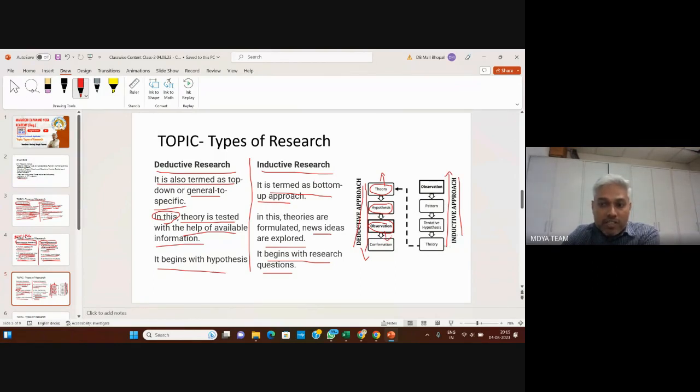And in inductive research, first we observe the things or the problem or the situation or condition, then we form a pattern, right? Most research is inductive in nature. After the pattern, we tentatively make a hypothesis, and after making the hypothesis, we go for the research design and research process, and after completion of the research, we get a theory, right? So these are the deductive research and inductive research types.